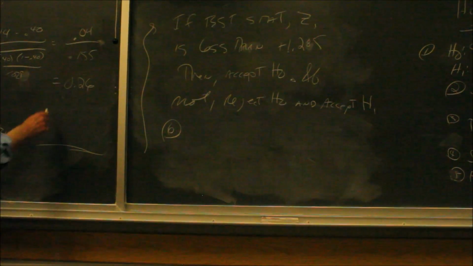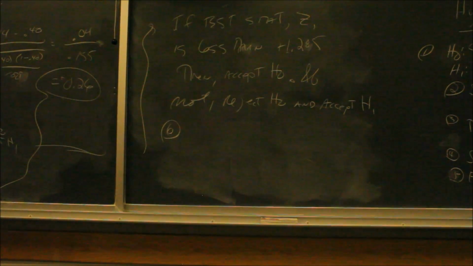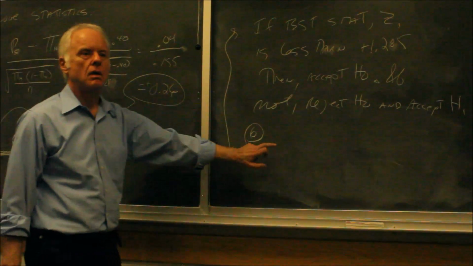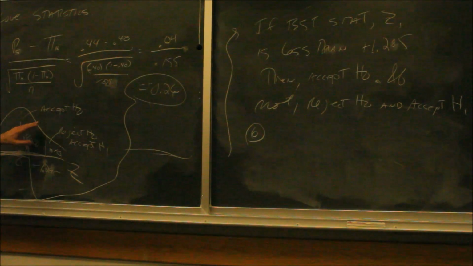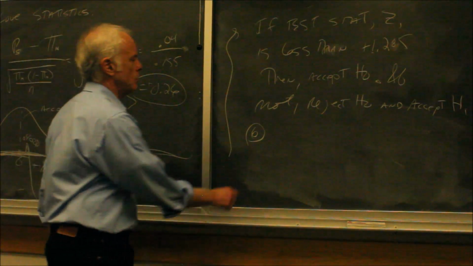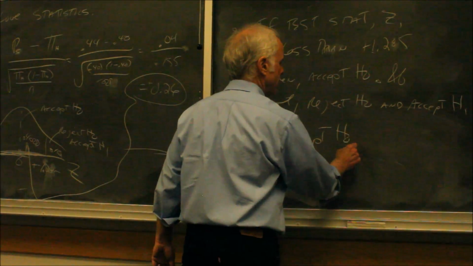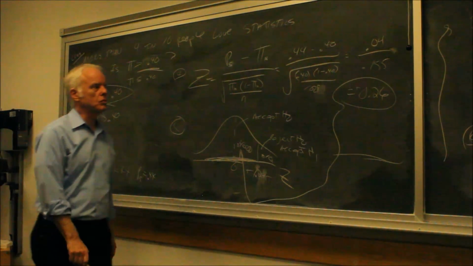And so, what's the test statistic? It's a plus 0.26. That falls to the left of 1.285. And so, what's our decision? It's to accept H0. So we accept H0. And what is H0? Go back over here. And we say that pi is less than or equal to 0.40.